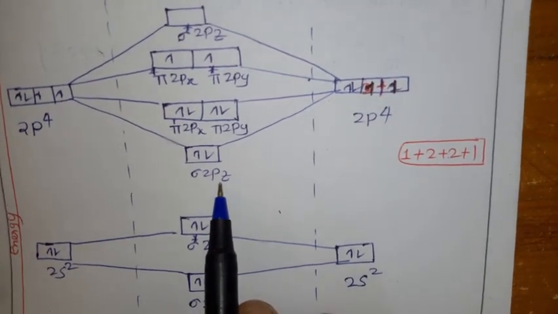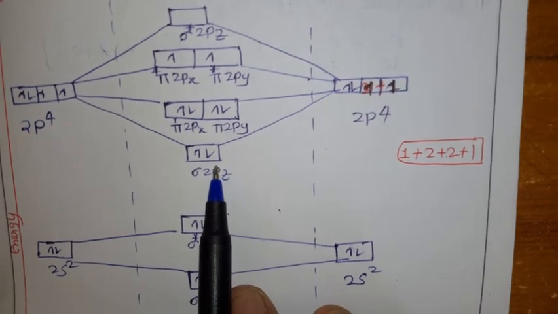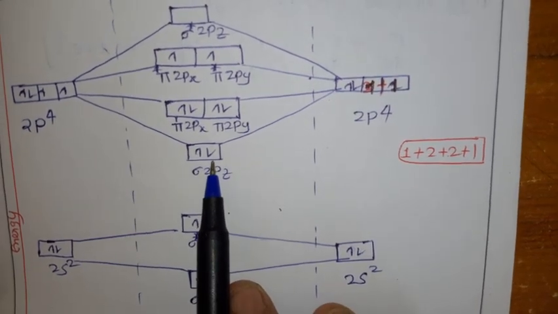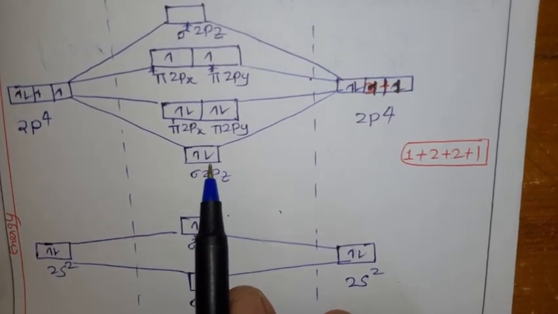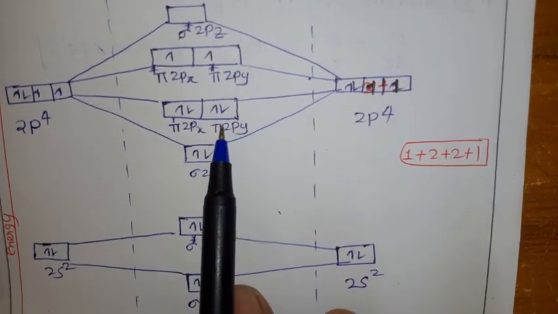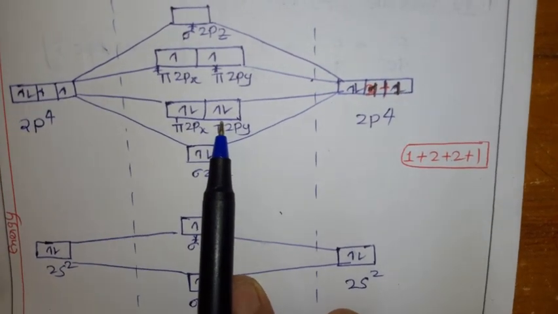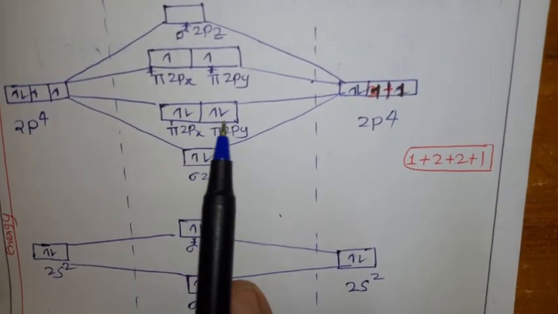Now what happened here? We have the sigma 2p at lowest energy, and there we have only one molecular orbital. So one molecular orbital can accommodate a maximum of how many? 2 electrons. Next come to here, we have the degenerate orbitals. So in degenerate orbitals, first you have to go for singly, after that you have to go for the pairing. So this is the pairing over.